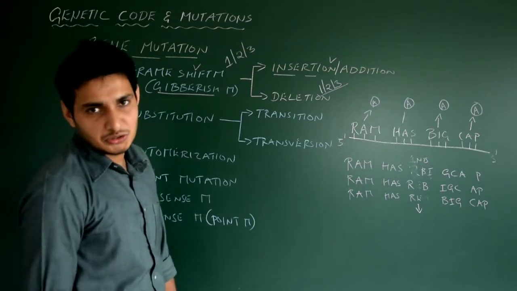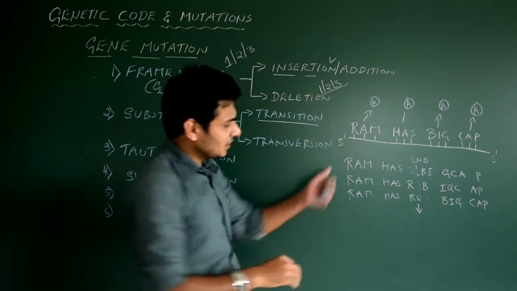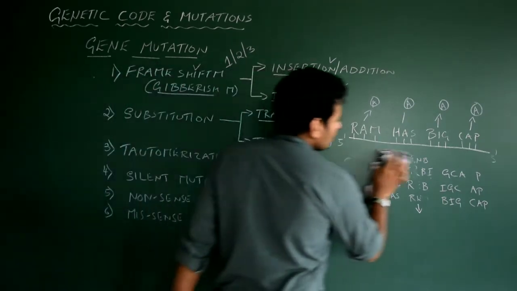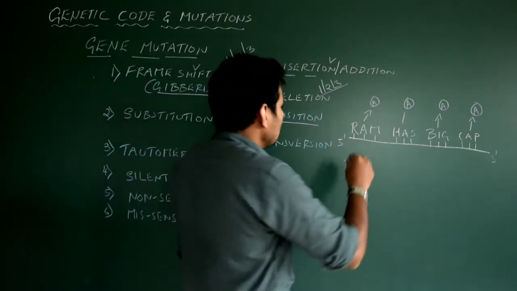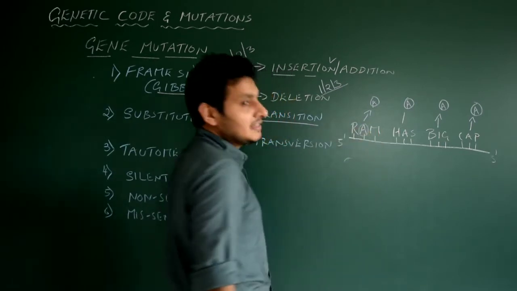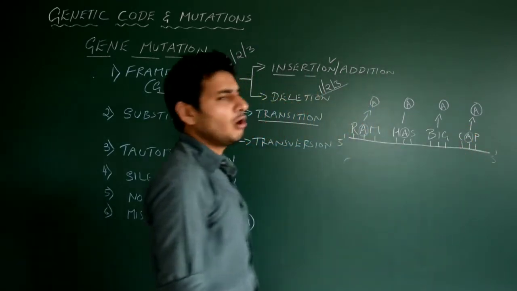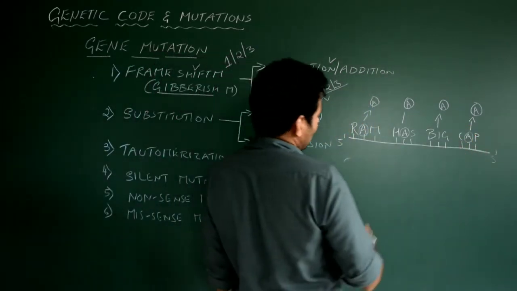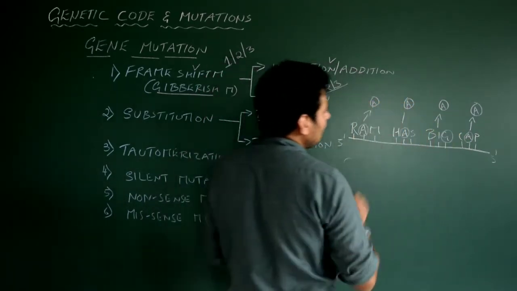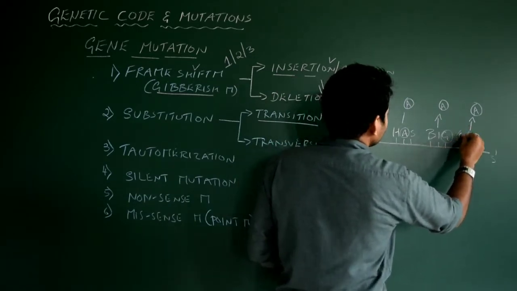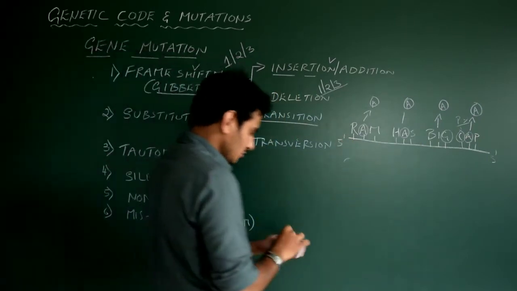Substitution. You know the meaning of substitution. That is replacement. Transition. So here, let us just take the original statement, Ram has big cap. Let us imagine A is now a purine, that is adenine. Here, how many A's are there? 3 A's are there. Let us imagine we have got 3 adenines, that is nothing but purines. So here we have G, that is also a purine, and we have 1 C. Let us imagine this is now a pyrimidine. We don't have T here. Fine, forget about it.